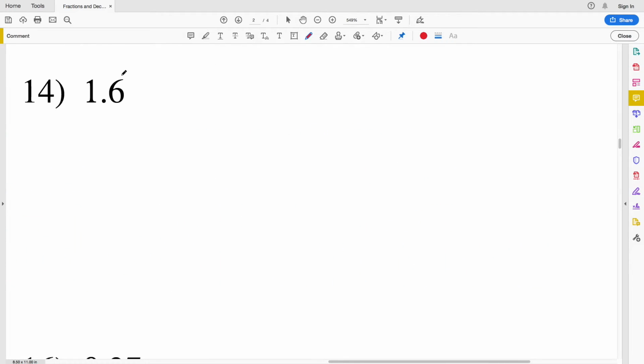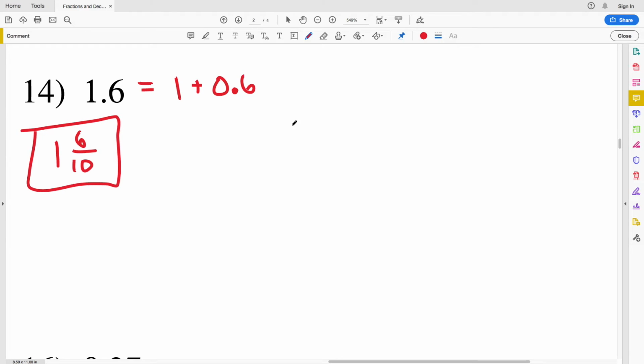In number 14, again, we're going to have some improper fraction, so I'll pull the 1 out at the start. So I'll rewrite 1 and 6 tenths as 1 plus 0.6. But just as I read it, 1 and 6 tenths, we could simply write that. 1 and 6 tenths. And that would be our solution in number 14.